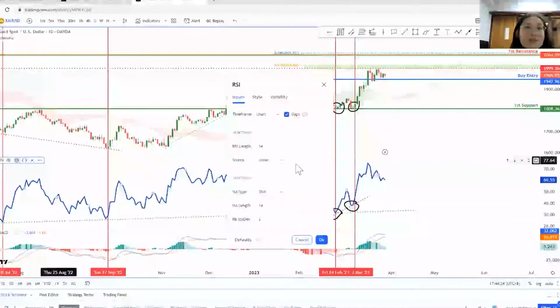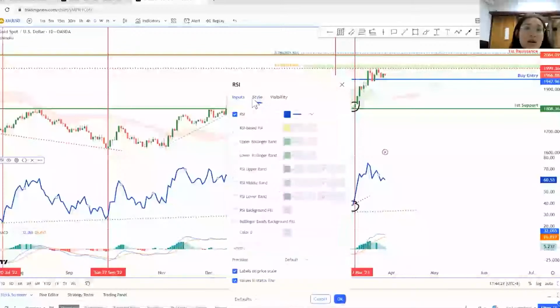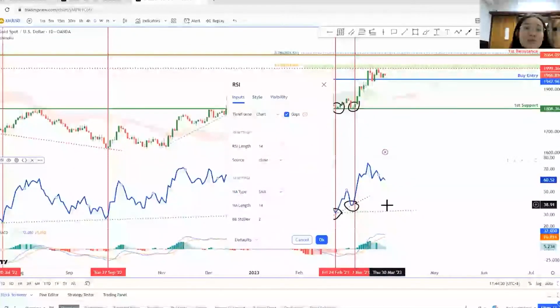RSI period value over here. We typically just stick to the same settings.